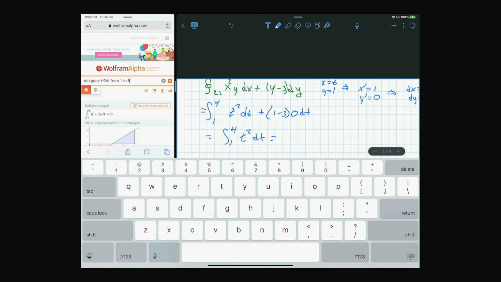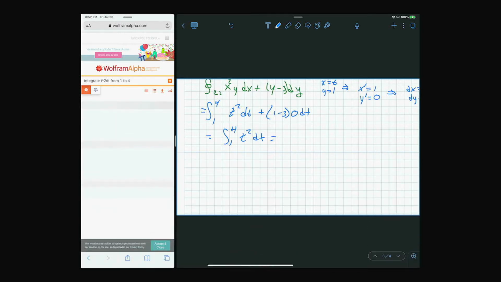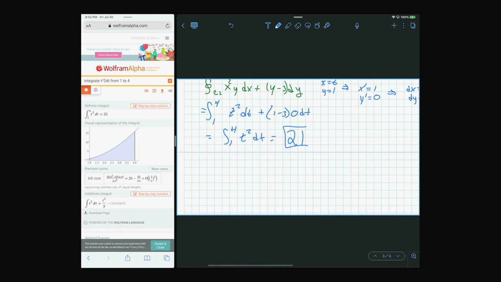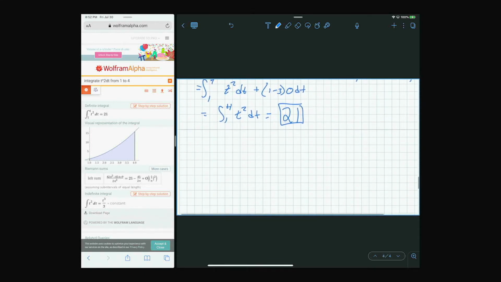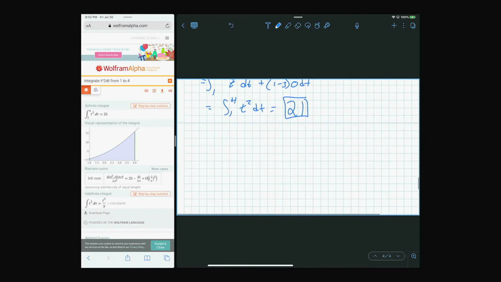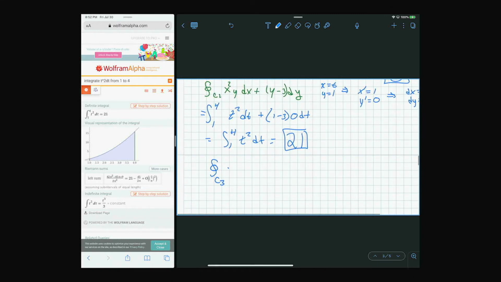T squared dt from 1 to 4, 21. So we got 21 from this one, 0 from this one. Move on, let's do C3. So the integral over C3. I was using green to help keep track of when I was switching integrals. Integral over C3, x squared y dx plus y minus 3 dy.